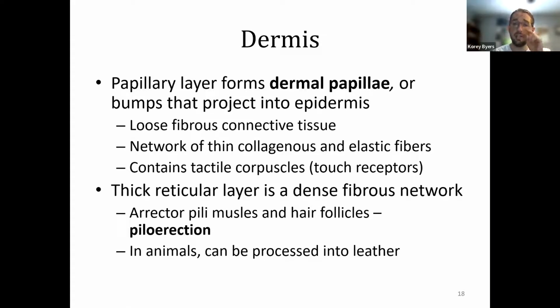The thick reticular layer is a dense fibrous network below that. Here's where you're going to find the beginning of hair follicles and these small muscles called erector pili muscles. Erector pili muscles pull on the hair follicles and cause piloerection. What does that mean? Think about your hair. Have you ever had your hair just stand up on end, or you get bumps all over your skin? What do we call that? Well, we call it goosebumps, right? It's a primitive feature. We don't have to use it anymore.